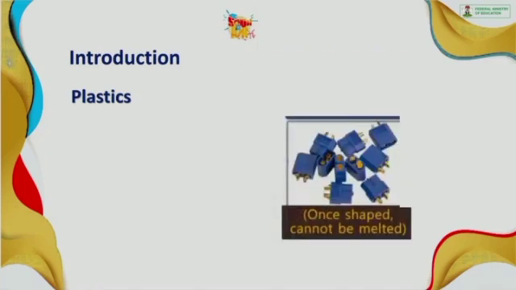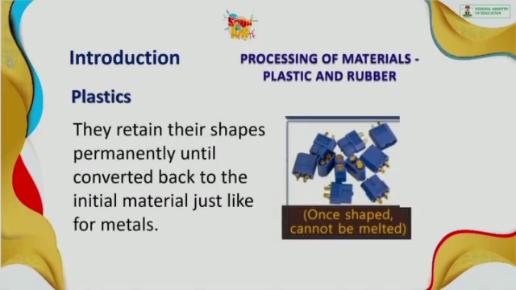So they retain their shape. We are still talking about thermosetting plastic. They retain their shapes permanently until converted back to the initial material, just like metal. Once shaped, they cannot be melted, unlike metals and other materials. They can only be converted into the initial material they were made from. So you cannot melt them.